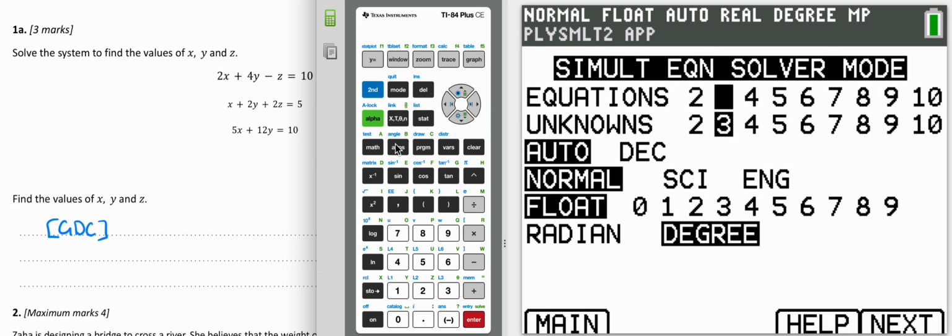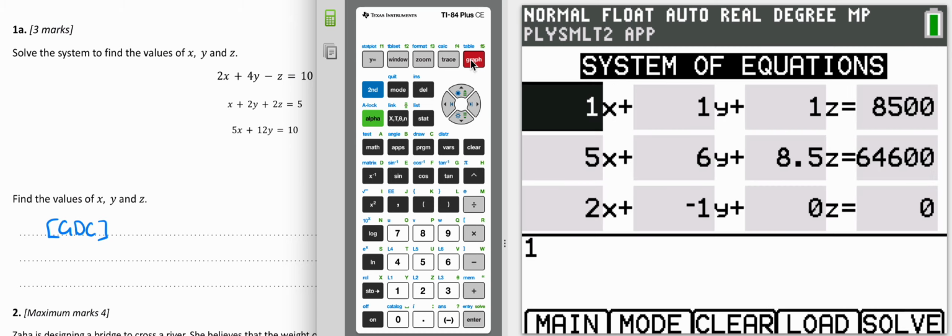And we have 3 unknowns and we have 3 equations, as we were talking about earlier. So making sure that you've got 3 and 3 clicked. And then we're going to go to graph, which does what this button here tells us, which was next. And now we're going to fill in the information for the 3 different equations.